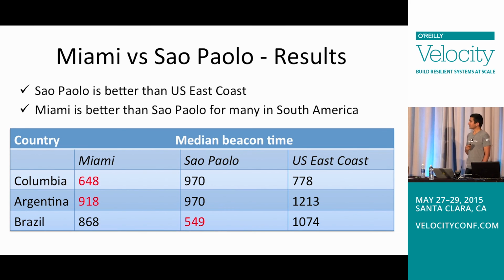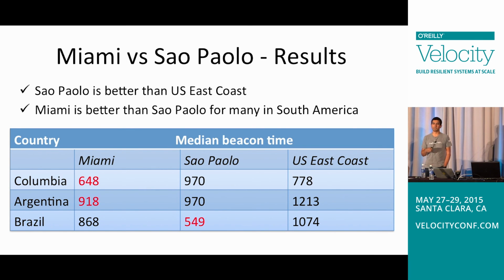Here's the result. As you can see, for Brazil, yes, Sao Paulo was the best POP location, because it's in Brazil. Miami was a close second, and the East Coast POP was third. But interestingly, for other countries in South America, like Colombia, which is pretty far north in South America, Miami was better than Sao Paulo. But Argentina, which is very far south in South America, even for that, Miami was a little bit better than Sao Paulo, right? Interesting result.